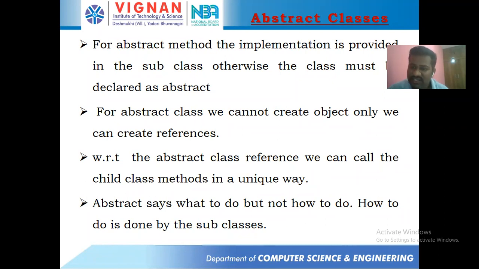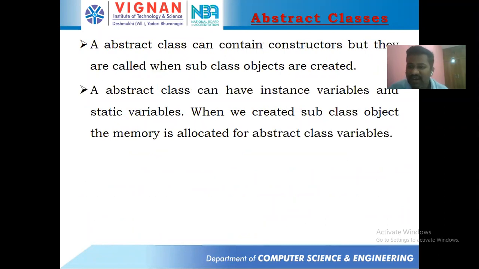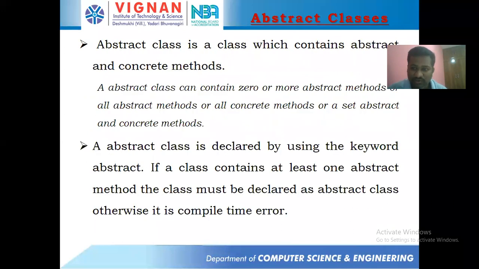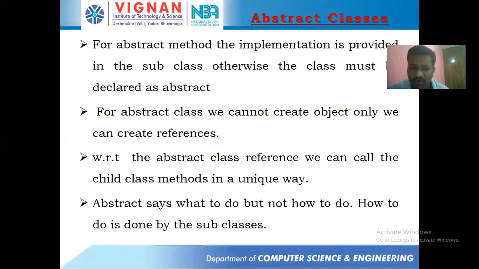An abstract class is about what to do, but not how to do. An abstract class consists of instance variables. Memory is allocated for instance variables as soon as you create a child class object. An abstract class contains constructors, and these constructors are called with the help of the super call, which is automatically generated by the compiler. You need to remember these things.